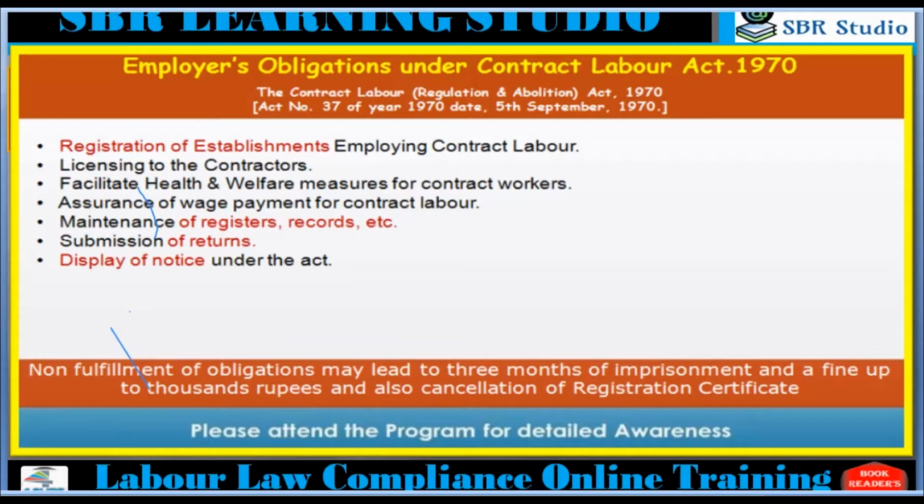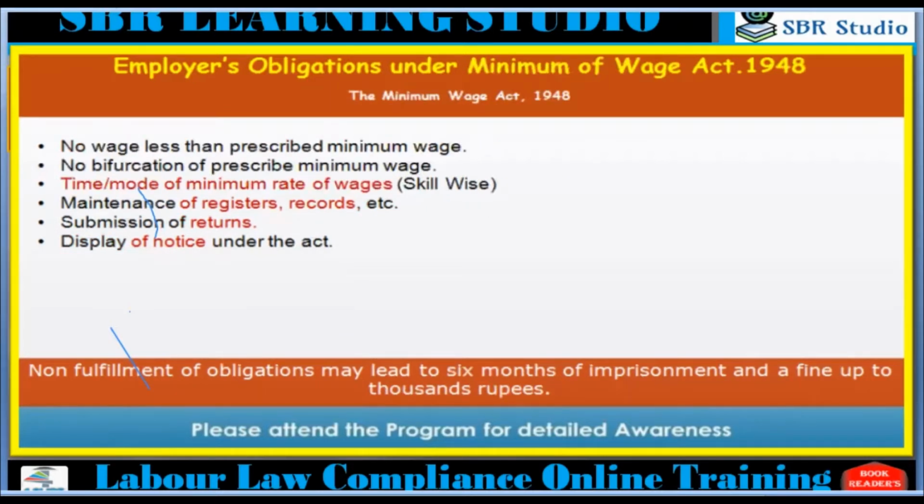If these obligations are not fulfilled under the provisions of the Contract Labor Act 1970, there is a provision of 3 months of imprisonment and a fine up to 1,000 rupees. Also, cancellation of your registration certificate. If that happens, if you are not complying with the provisions of this law, it will again impact the 3 areas of the employer: their business, their finances, as well as their image. Because if the employer is imprisoned for 3 months, even for 3 days, that will damage their image among their competitors as well as in their business domain.